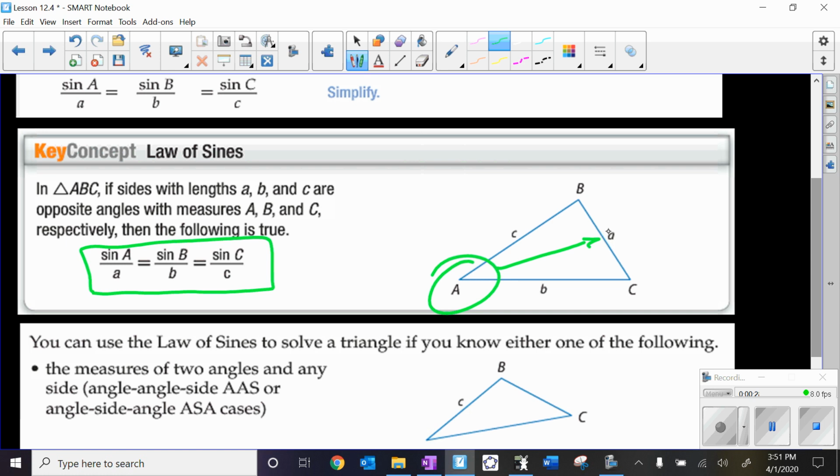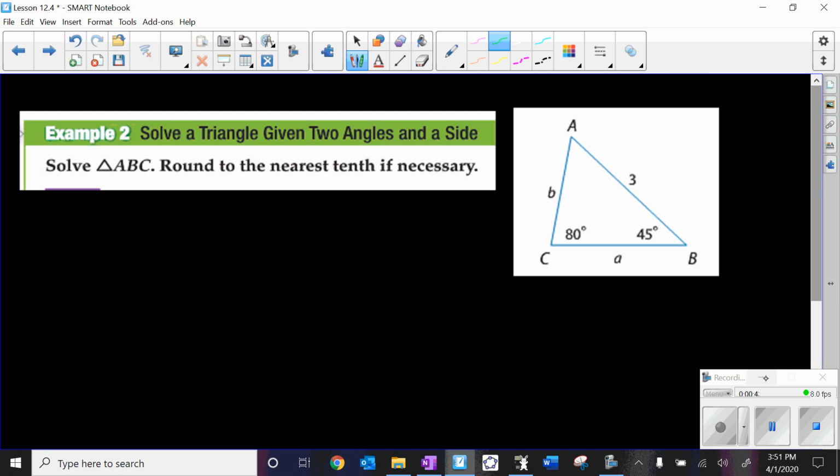and they label it lowercase a. They do the same thing for the next one, sine of B over little b, which is the side length across from that. It's a proportion, so you just need two of them, and then we'll cross multiply to solve. So let's try an example.